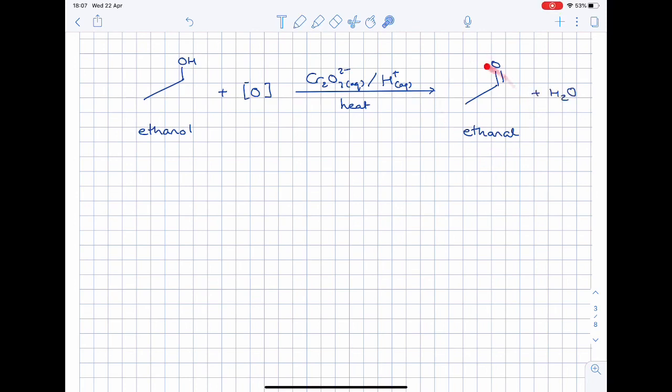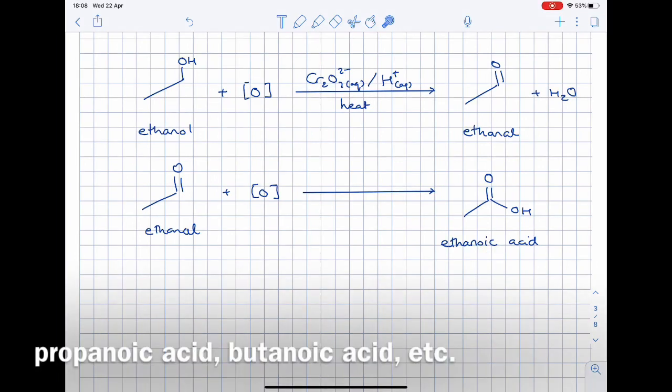The aldehyde then can undergo further oxidation, so we have the ethanal undergoing oxidation again to give us the carboxylic acid. So the name of the carboxylic acid is going to be ethanoic acid. So we take the E of the parent alkane and replace it with OIC, so oic acid, so we can have propanoic acid, butanoic acid, and so on.